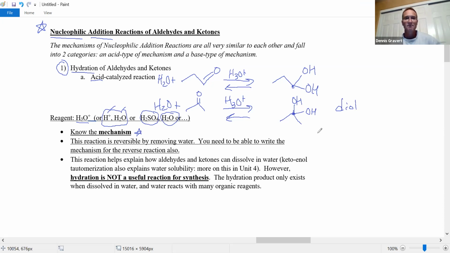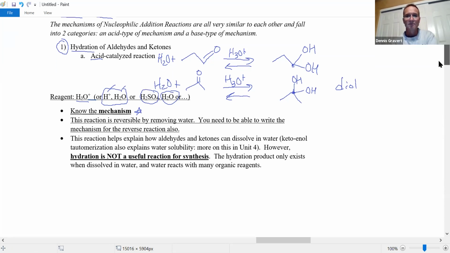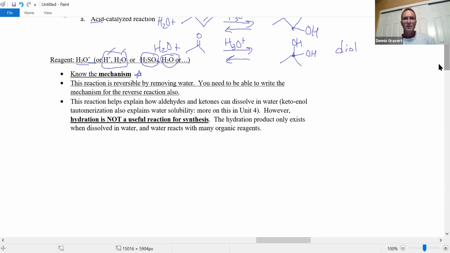Cool. Let's look at the mechanism. Okay, let's do the one with the ketone. What's kind of cool is after we draw the ketone reaction, just change one of the methyl groups to hydrogen, and you have the aldehyde mechanism. Same mechanism for aldehydes and ketones. That's cool. Okay, we're going to start with the ketone, and we're doing the acid-catalyzed route. So let's add hydronium ion.